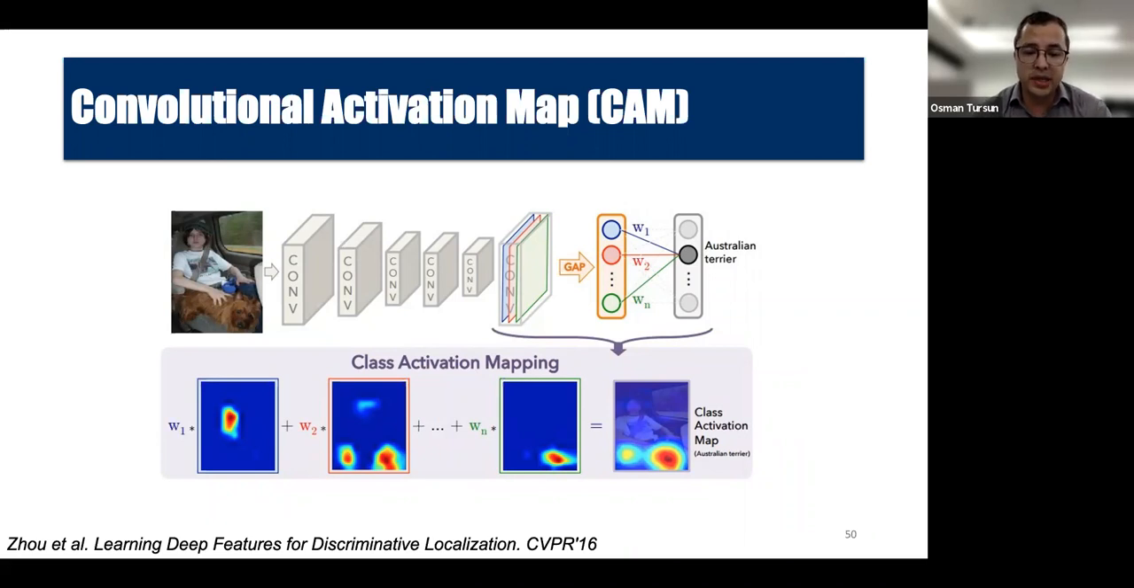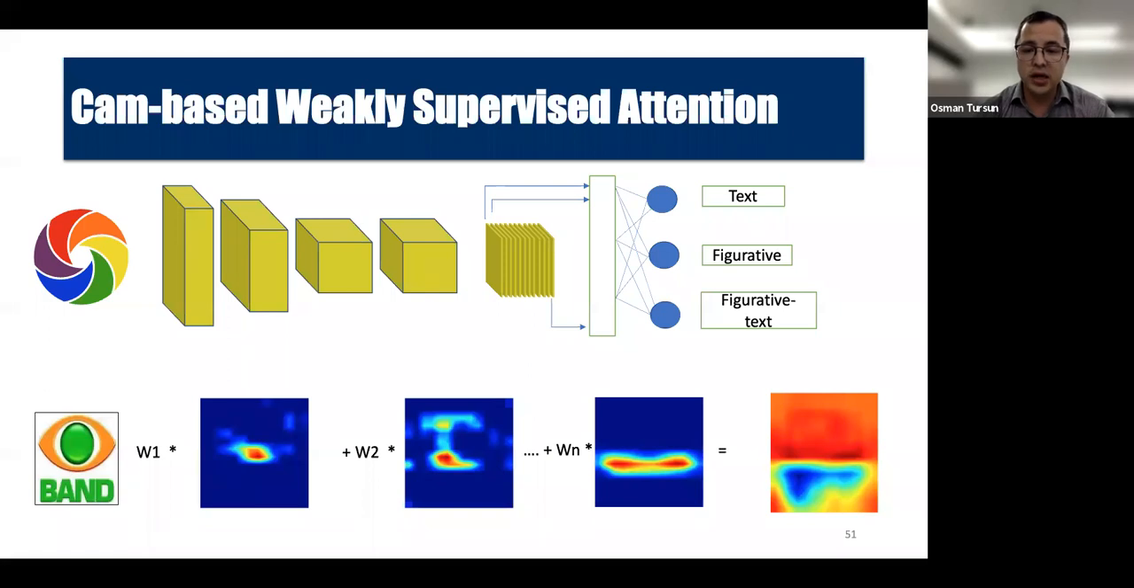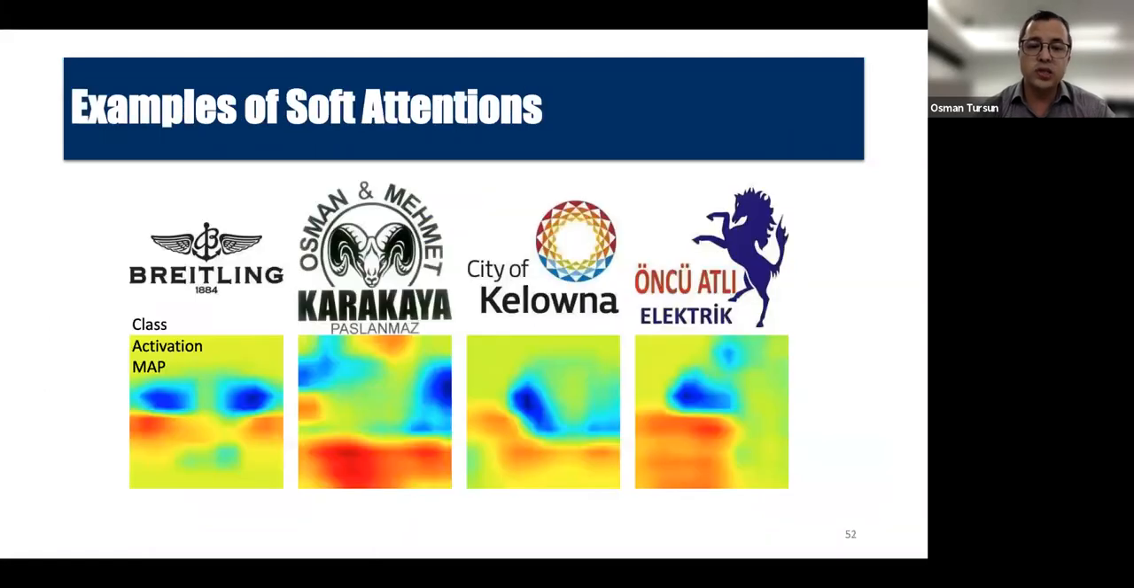The convolutional activation map is a weakly supervised approach. We can localize objects just by learning to classify the objects in the data sets. To do this, we trained a neural network to classify whether a logo is text or figurative. After training this neural network, we can generate soft attention as in this example. As you see here, these red regions correspond to the text and the blue regions correspond to figurative elements.